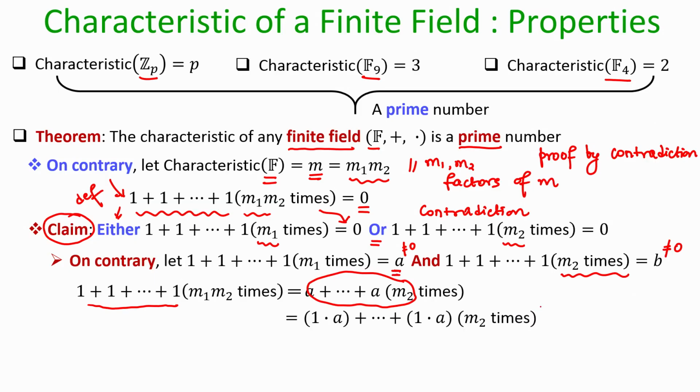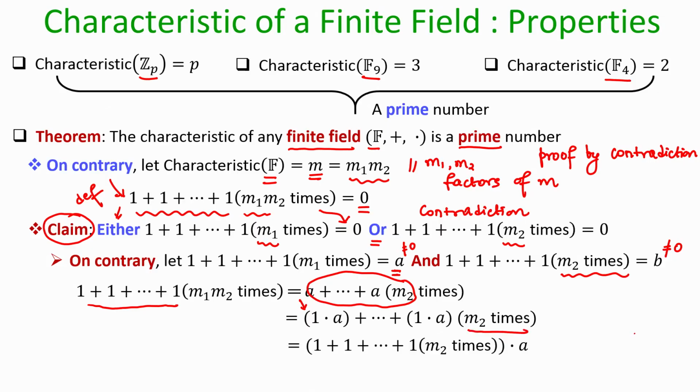Now, what I can say is the following. Since the element A is a non-zero element, I can say that as per the definition of multiplicative identity, if I multiply the element A with the multiplicative identity, namely the element 1, I will get the element A itself. So, I can write A as the dot of 1 and A, and like that each of the A's I can replace by 1 dot A, and how many times can I do that? m2 times.